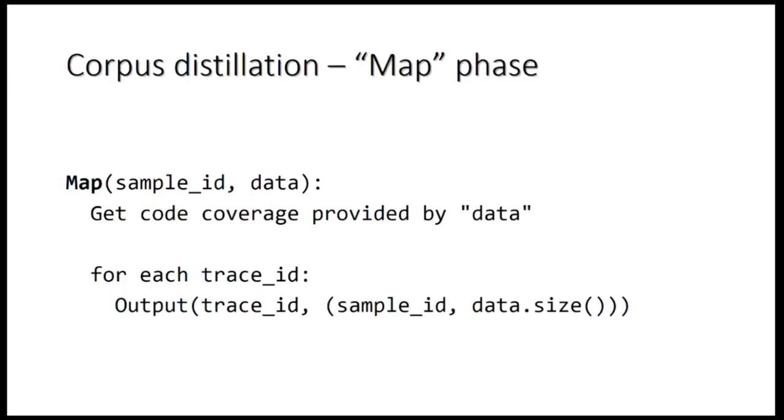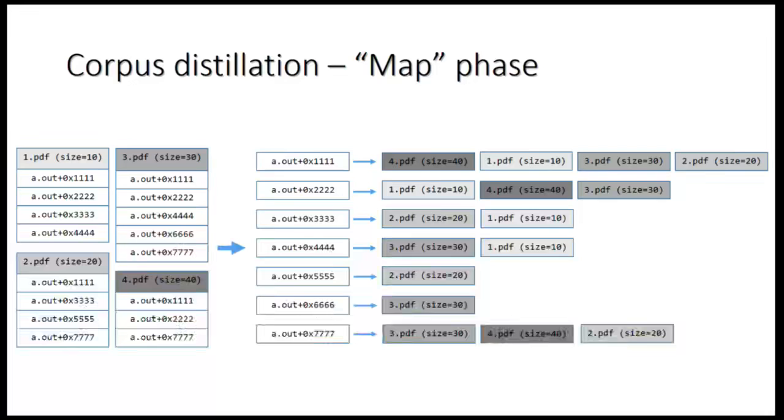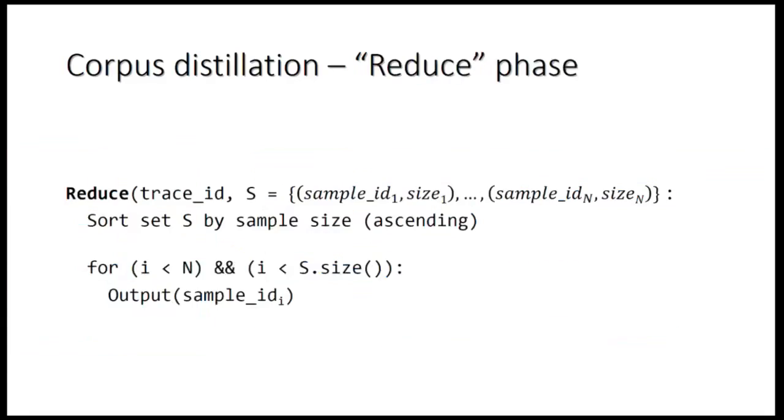The map phase is really simple. We just get the code coverage provided by the input data, and for each trace ID, we output the trace ID and the pair of sample ID and the size of the file. So here you can see we transform the list of the input files into a map of traces mapping to the samples. It first looks like this.